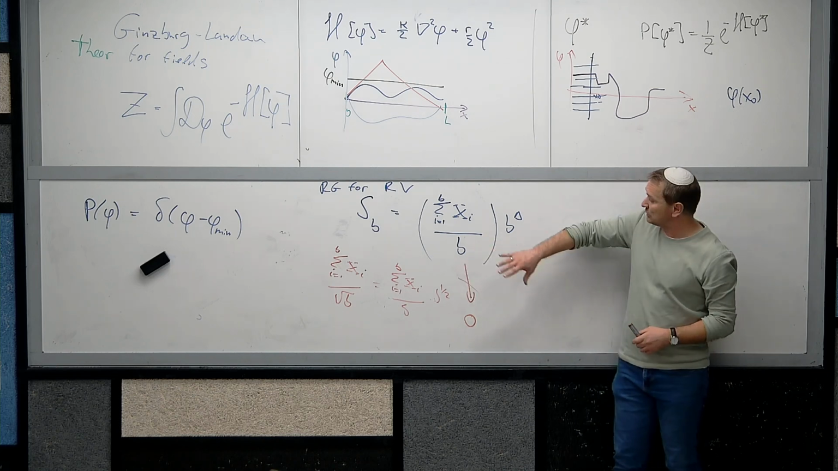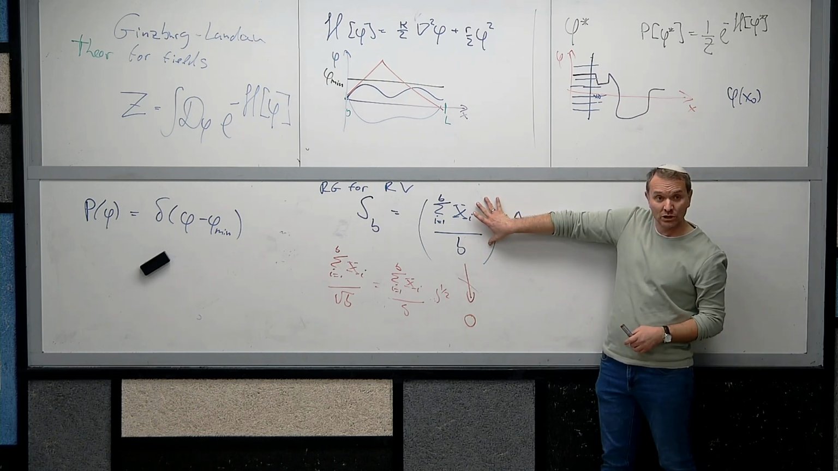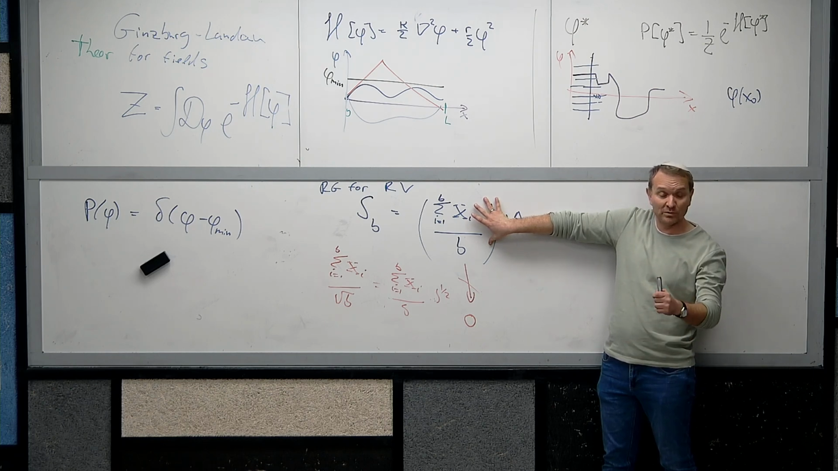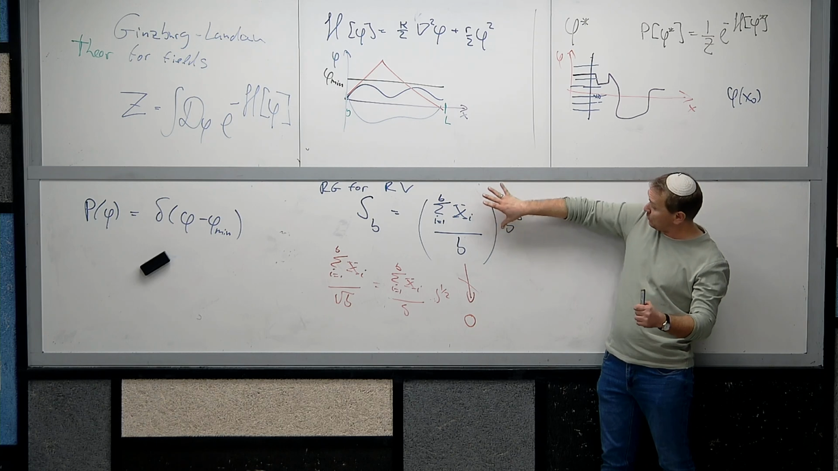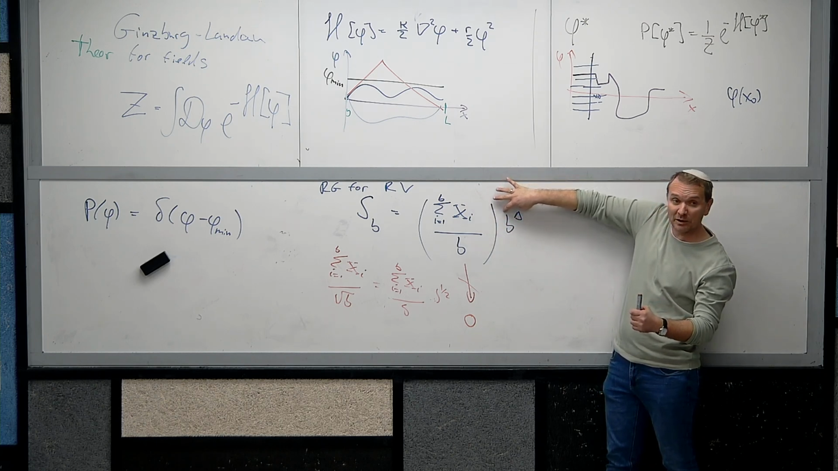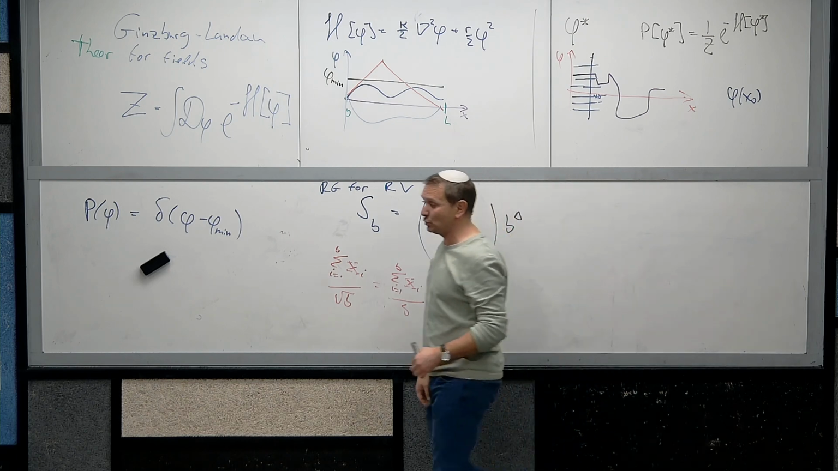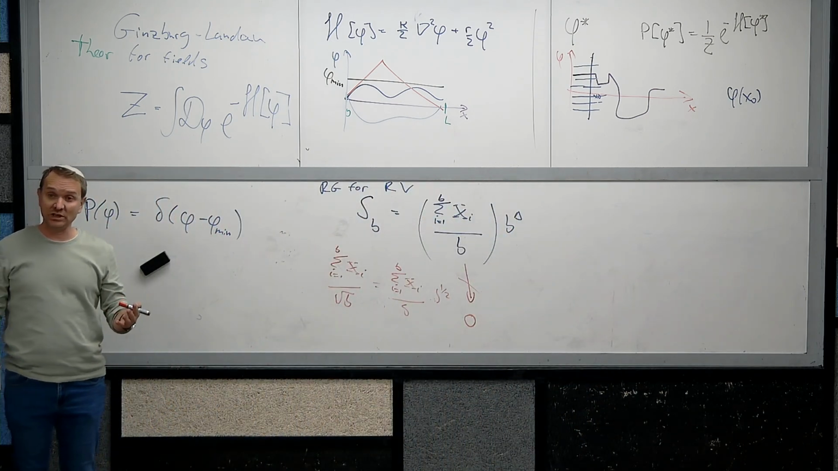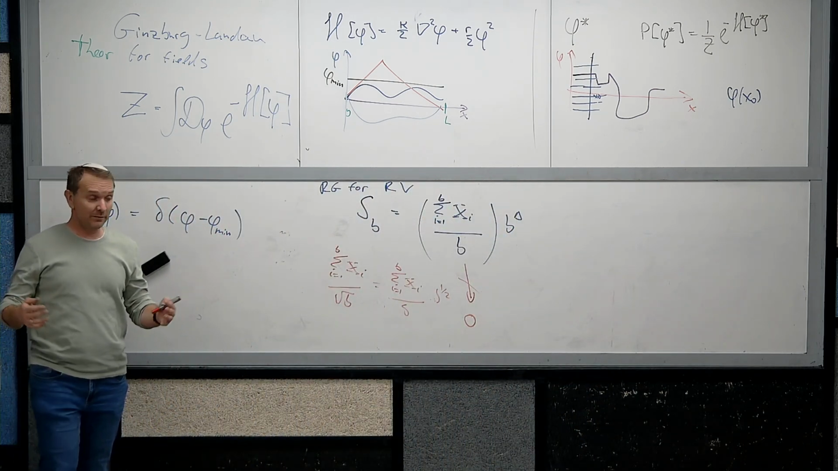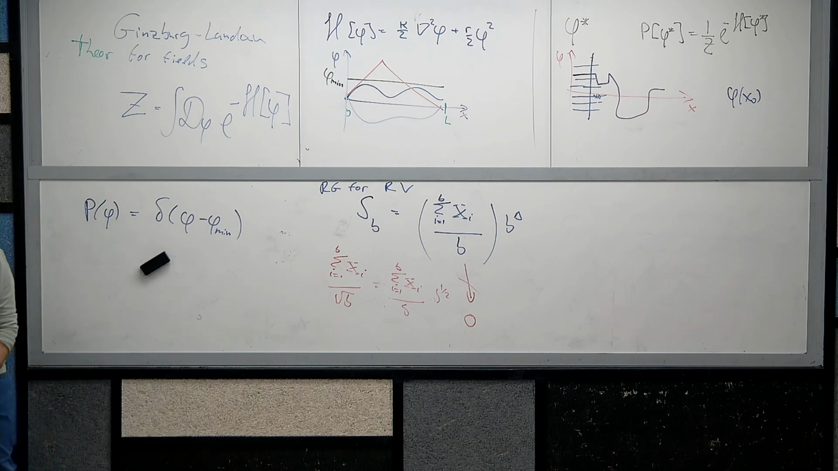Okay? So if I would just take the average, the average converges to a constant number. But if I'm not taking the average, but I'm multiplying it by b to the delta, all of this converges to a random number, which is, for large b, independent of b. That's what we've shown. Now, I want to do exactly the same thing for fields.